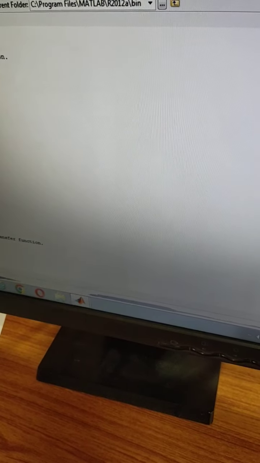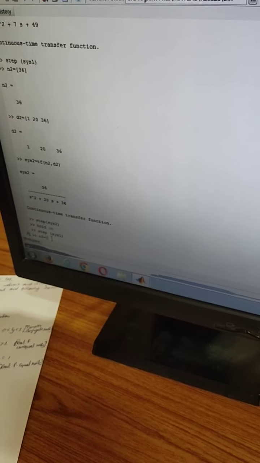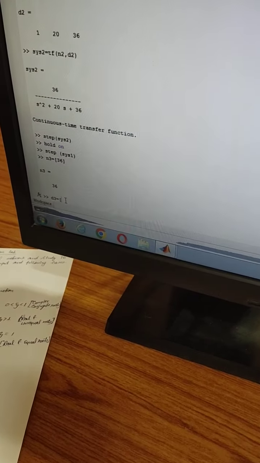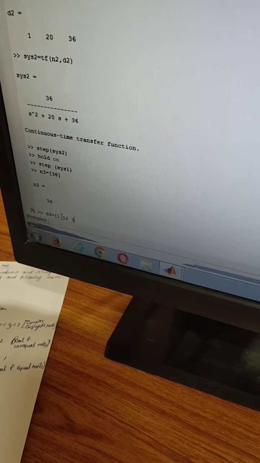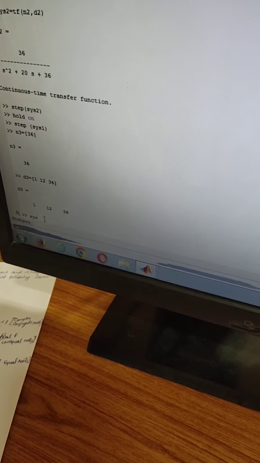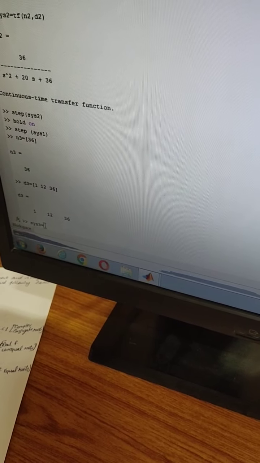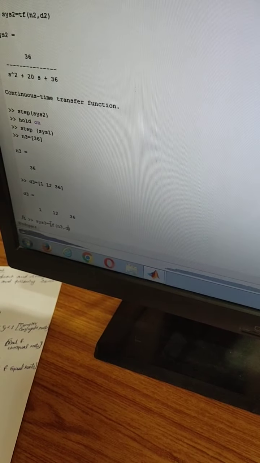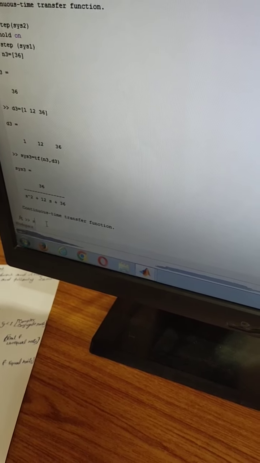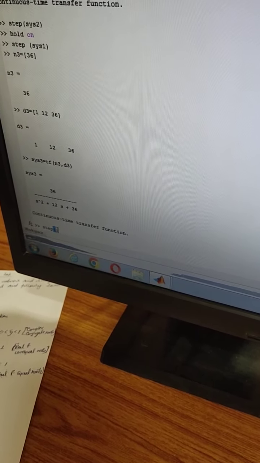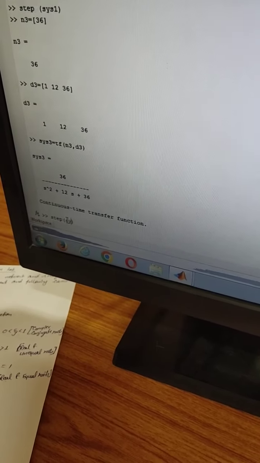Now for critically damped, we will write the system transfer function as n3 equals 36 in the numerator, and in the denominator we have to write [1 12 36], bracket close. This is the denominator. Now the transfer function for the third system is written as system 3 equals tf of n3 comma d3. Now step response for this is written similarly as for the above two, step of system 3.